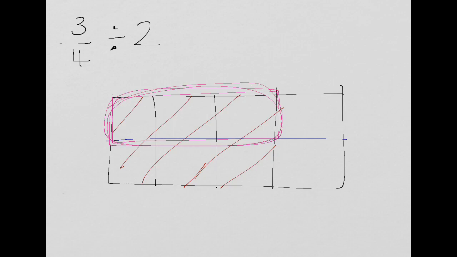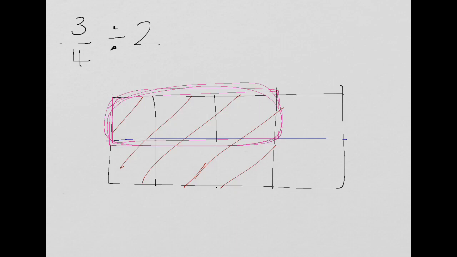So press pause. Make sure you've got your diagram now sorted. So the next bit will be dividing it by 2, so cutting it this way, and then circling how much one person would get. Because if you've cut it in 2, one person gets this and one person gets this bit. So hopefully you've copied that down.